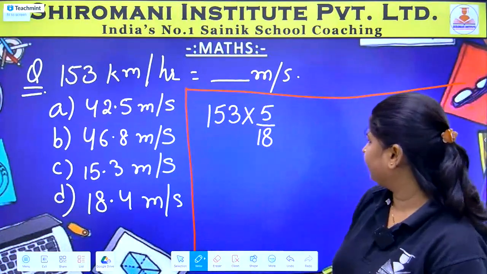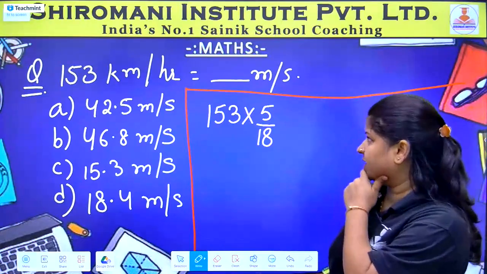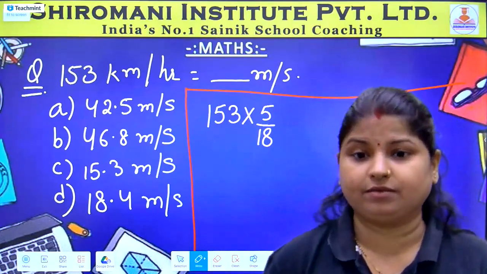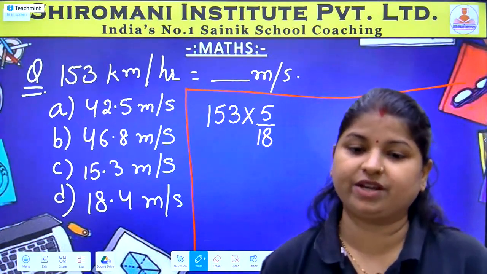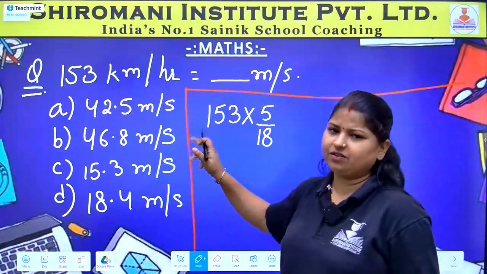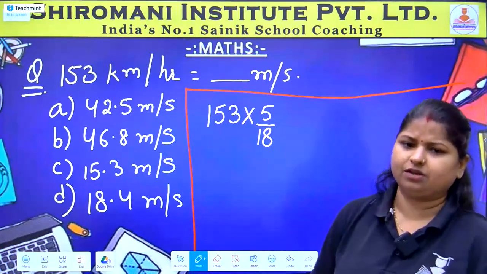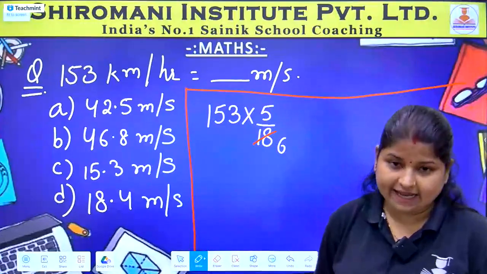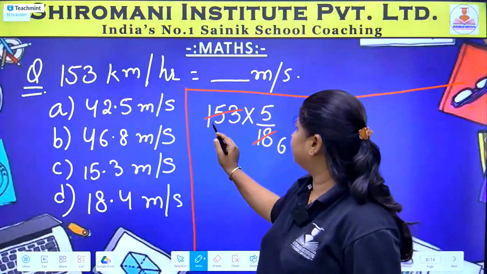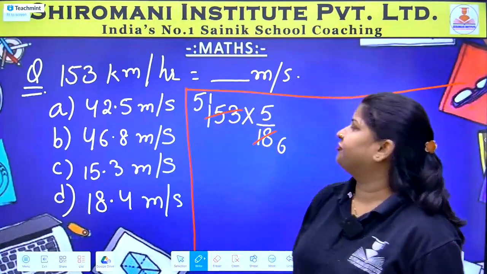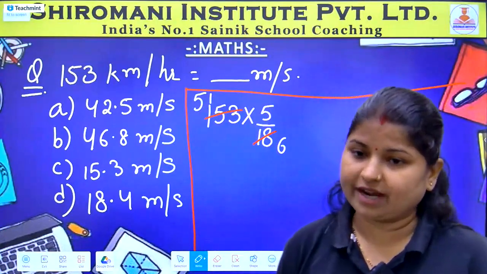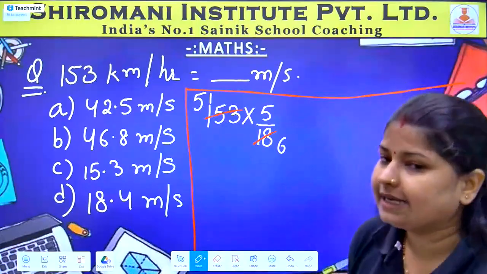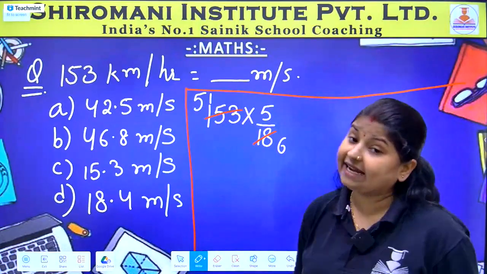Now 153 does not come in the table of 18, right? It is not divisible by 18. But 153 is divisible by 3, because 1 plus 5 is 6, 6 plus 3 is 9. So 153 is divisible by 3 and 18 is also divisible by 3. So let's simplify it. 6 threes are 18, and 51 into 3 is 153, right? I will divide 153 also by 3, 18 also by 3. Now this 51 is again divisible by 3.